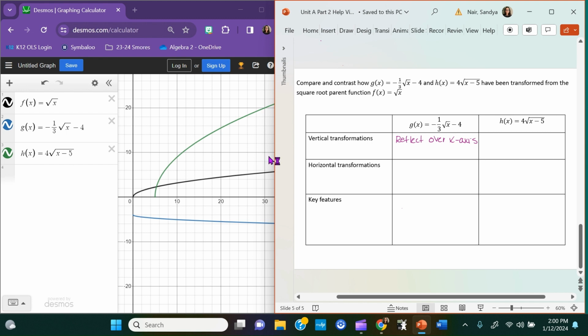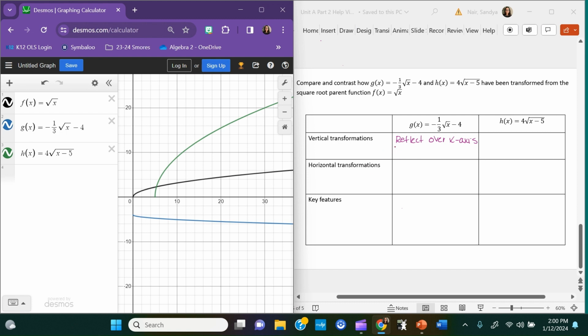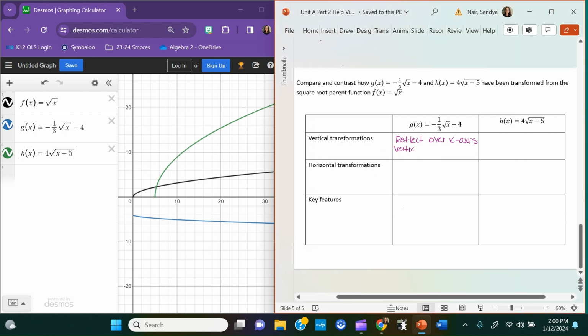Another thing that I see is that it's also been vertically compressed. You see how this is not as tall as the original parent function. So we would say it's a vertical compression, and that's also aligning with the fact that we have that one third right there. And then we also have this -4 on the outside. Remember that -4 on the outside is the reason that this graph has been shifted down 4 units. So we would say it goes down 4.